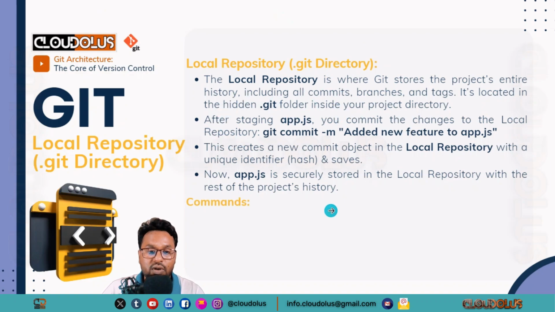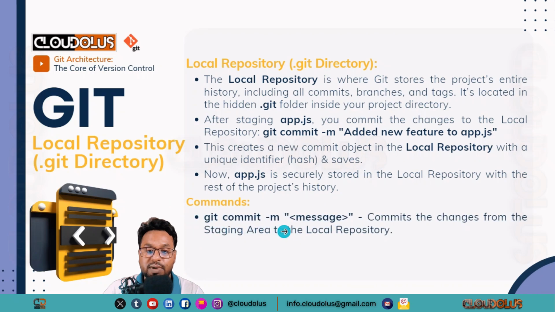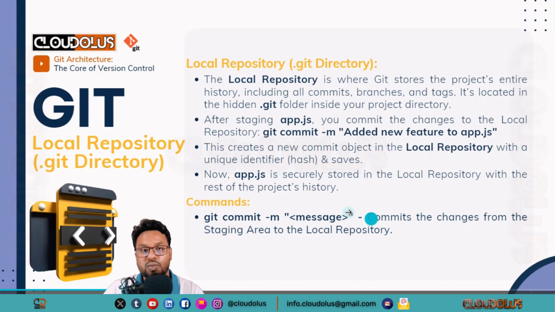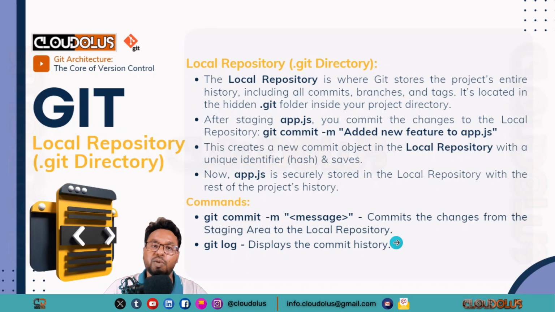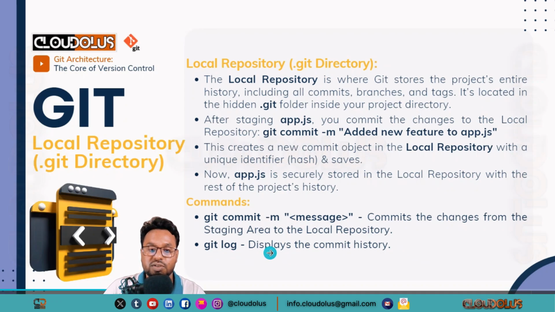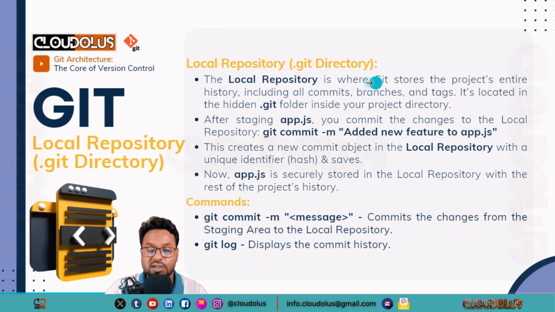Also at that moment we talk about the command git commit -m with the message in quotation marks, which commits these changes from the staging area to the local repository. So when you need to commit from the staging area to the local repository, use git commit -m with the message. And then next, git log displays the commit history. After completing your commit, if you want to see the history, including branches, tags and other details, just use git log, which displays the commit history. So these are the overview of the local repository, the .git directory.